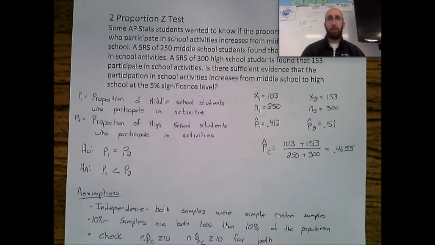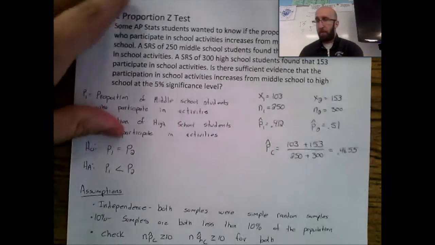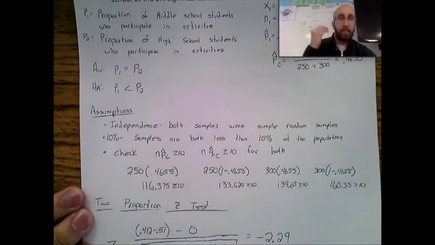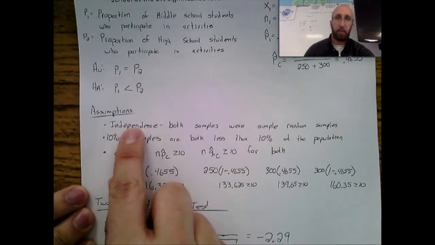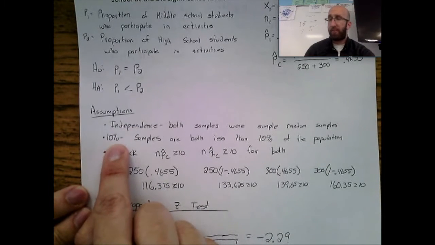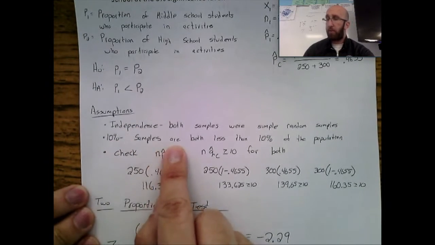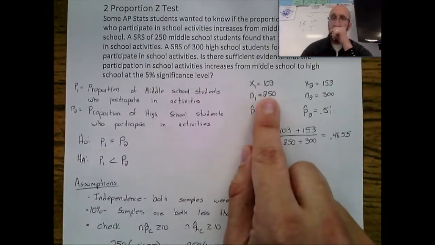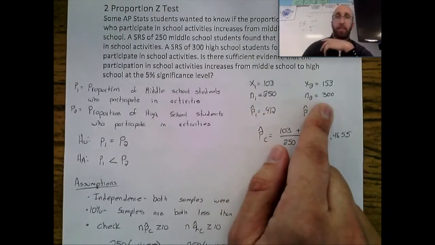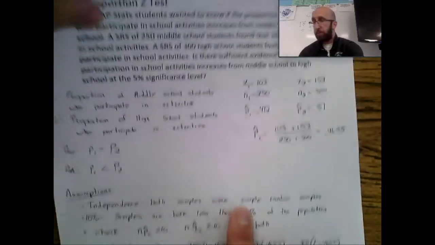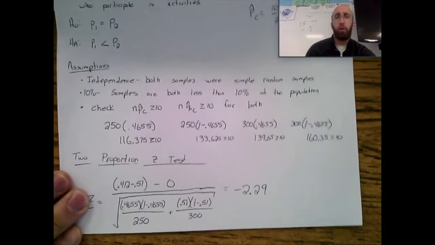Before I could do this problem, I need to make sure a few things are in order so that my sampling distribution is approximately normal and I can do z-scores. The assumptions are independence, the 10% condition, and np and nq. For independence, yes, both samples were simple random samples. Also helping with independence is the 10% condition. Both samples are less than 10% of the population. 250 middle schoolers is less than 10% of all middle schoolers. 300 high school students is less than 10% of all high school students. The third one is the one we really need to be careful about.